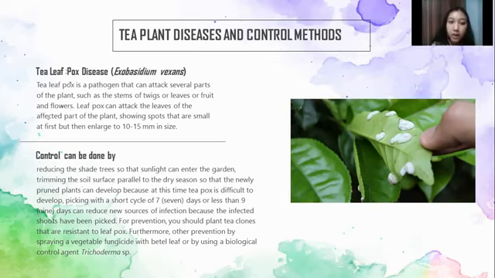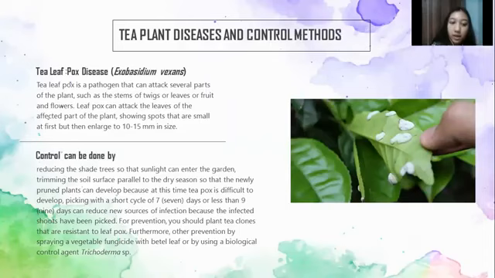Control can be done by reducing the shade trees so that sunlight can enter the garden, and trimming the soil surface parallel to the dry season so that the newly pruned plants can develop, because at this time the pox is difficult to develop.